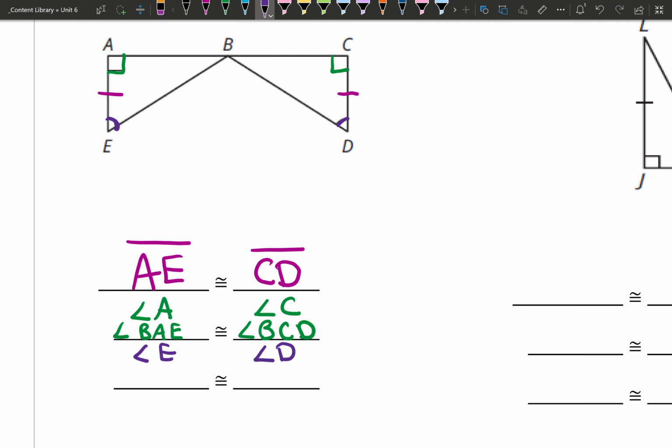But if we want to stick to using 3 letters, which is always going to be correct, we're going to make sure to write this angle and keep E in the middle. So I can call this angle AEB. You could have called it also BEA. On the other side, I can call this angle CDB, or we could have called it BDC, as long as the letter D was in the middle.